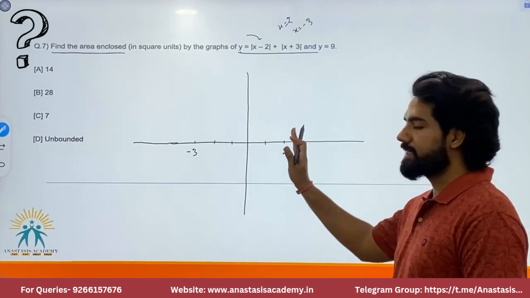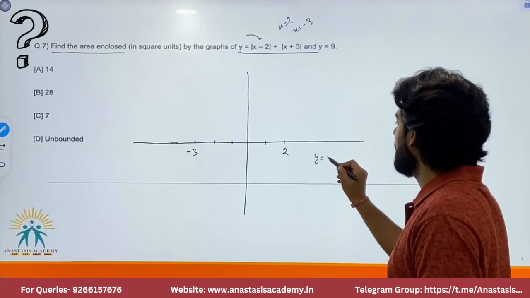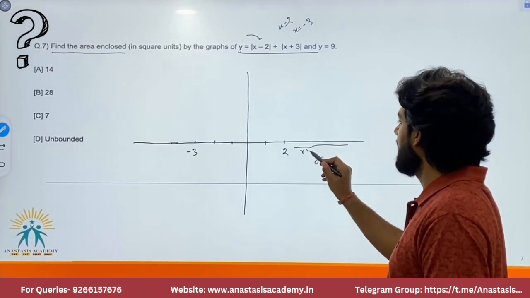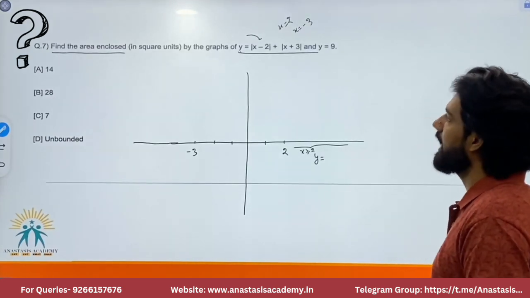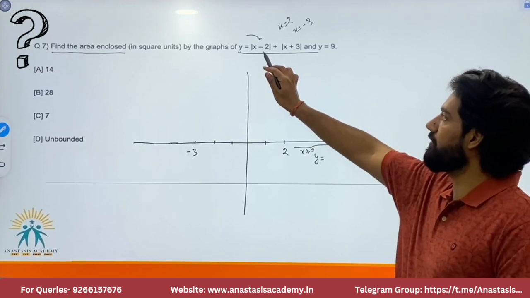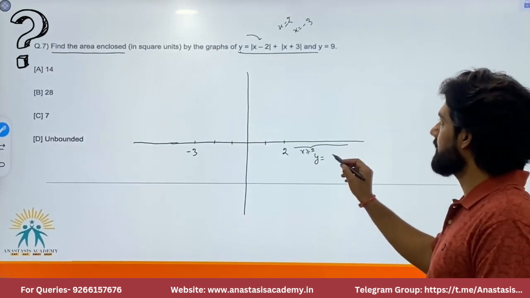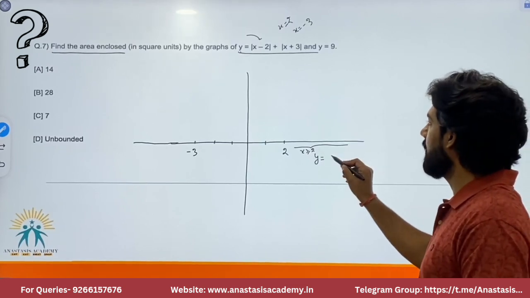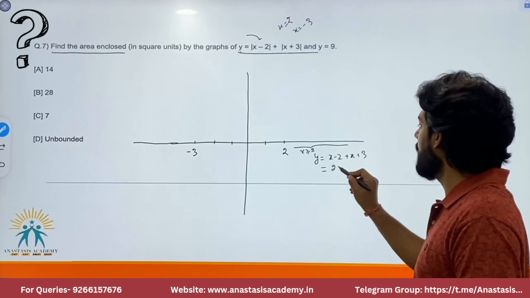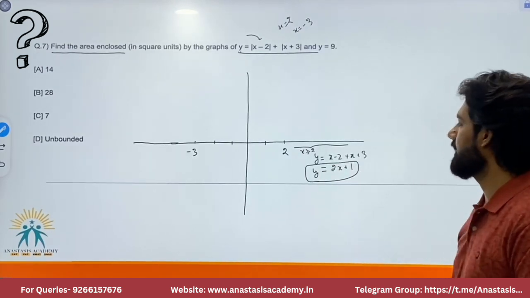For all x greater than or equal to 2, both moduli will open as they are, with a positive sign. So this y becomes how much? x minus 2 plus x plus 3, or 2x plus 1. So I need to draw the diagram of this expression.